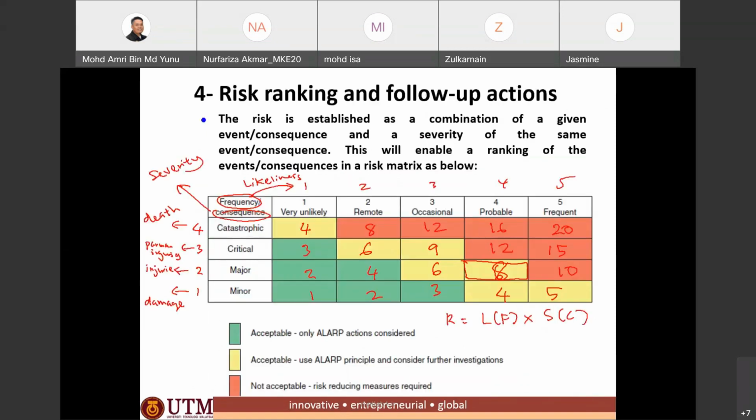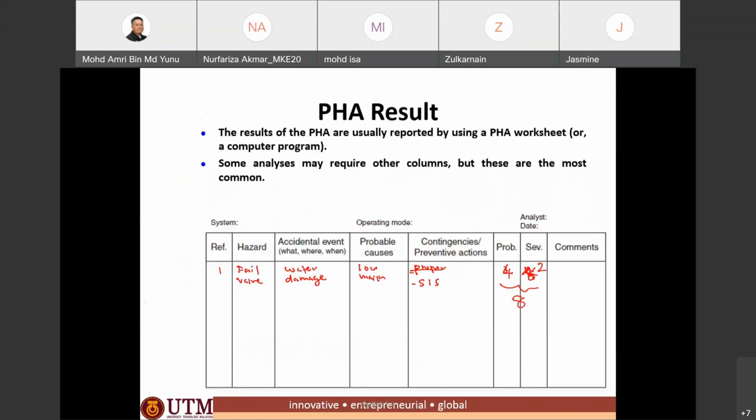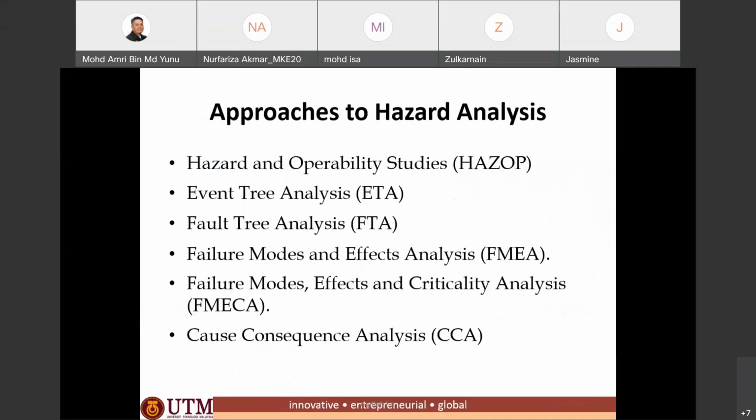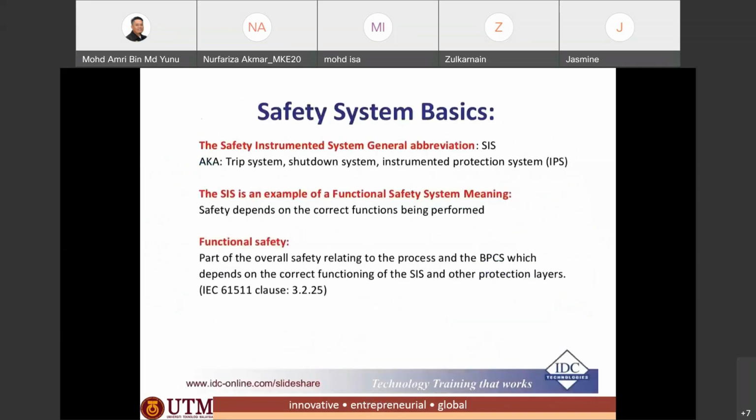When we identify the risk at yellow zone, we need to do a control measure. For control measures, there is a hierarchy, or different steps of control measure. The safety instrumented system is basically the engineering control in the hierarchy of control measures. It is basically an extra layer to the existing process control system.